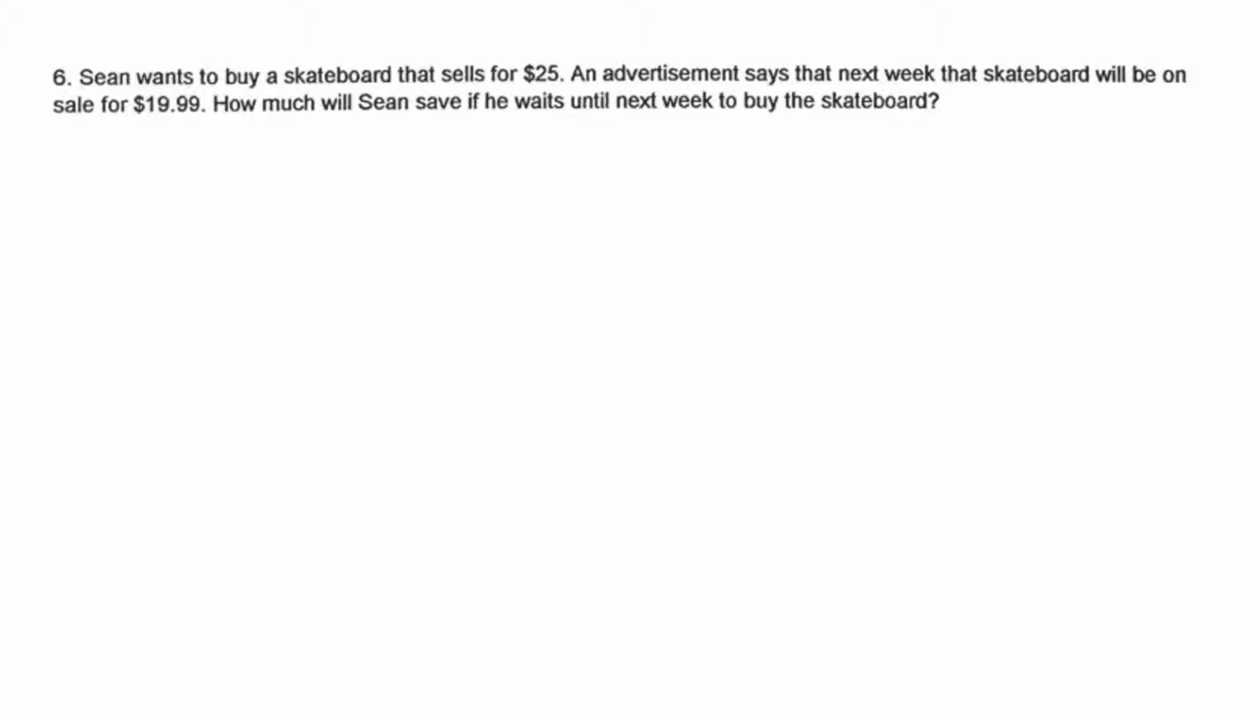Next, Sean wants to buy a skateboard and sells it for $25. An advertised price says the next week that the skateboard will be on sale for $19.99. How much will Sean save? Well, we have to subtract $25. Notice what I'm doing here. When we have $25, that 25 is the same thing as 25.00. And I do that because we have a decimal point on the sale of it. So it's on sale. It will be on sale for $19.99. And now I have to line up those decimals when I subtract them.